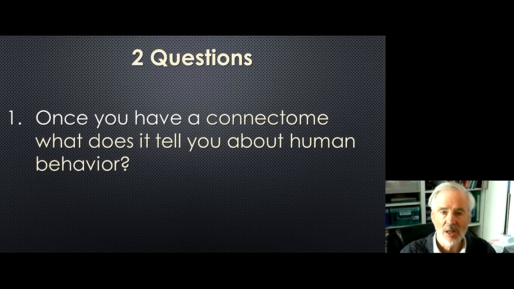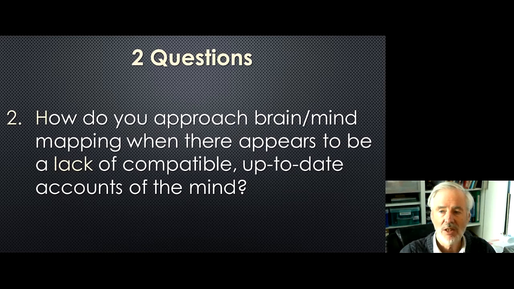My questions are the following. Once you have that connectome, what does it tell you about human behavior? This question has already been asked, by the way, because there are connectomes around. There's the connectome for the C. elegans, the roundworm, and it has actually been completed. And the question has been asked about, so what does it tell you about the C. elegans, in fact? So it's not a straightforward problem.